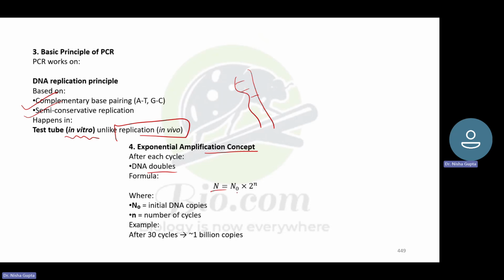DNA doubles, formula होता है N equals N naught into 2 to the power n. So N naught is the initial DNA copies and small n is the number of cycles, how many cycles you are running. So after 30 cycles you can have 1 billion copies, right?